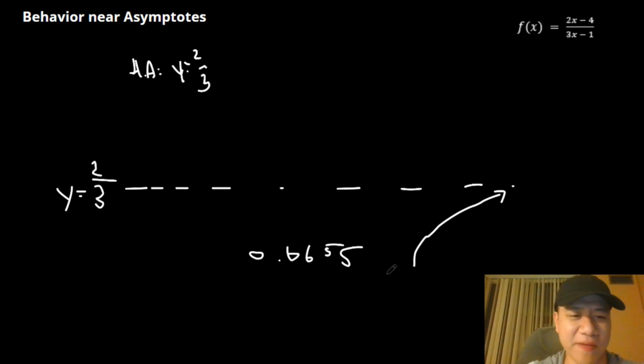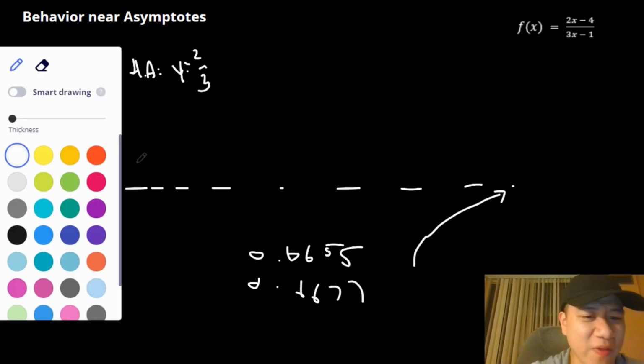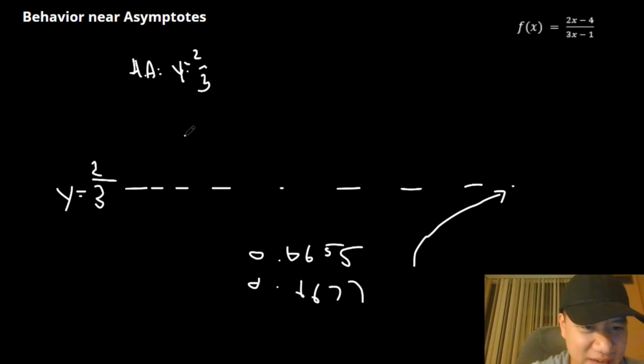So let's do the same thing for negative 1000. Alright, so when we substitute negative 1000, the number I got was 0.6677, and it goes on for a bit. Since this number is slightly bigger than 0.6666 repeating, 2 over 3, you know that as x approaches negative infinity, our function is going to approach the horizontal asymptote from above, like that.